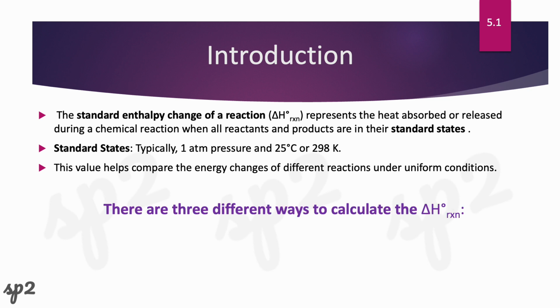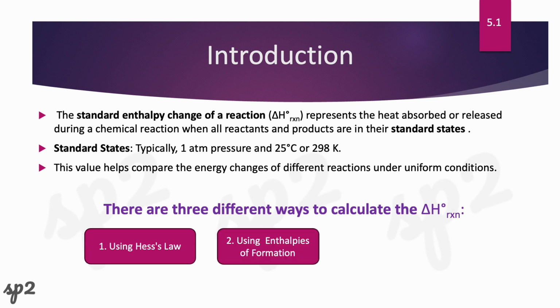conditions. Okay, so there are going to be three different types of calculation for the delta H of our reaction. The first one is using the Hess's law. We're going to be looking at that first. Then I have the enthalpies of formation. And the last one is the average bond energies. Okay, so let's take a look at the first one on the next page.